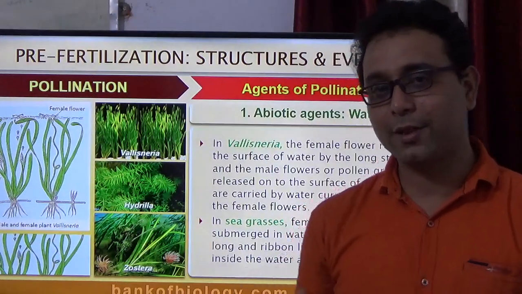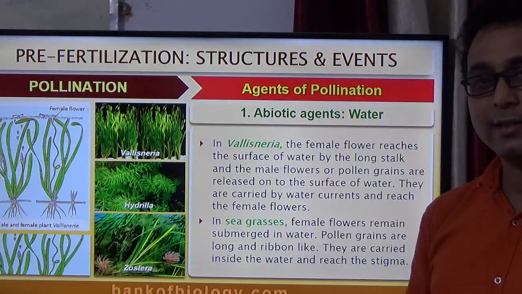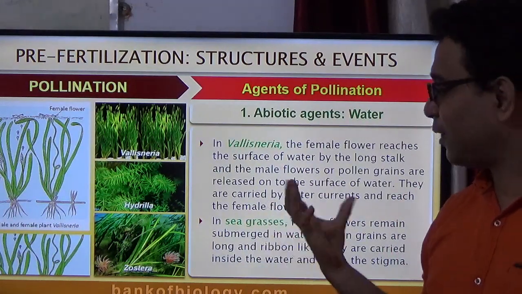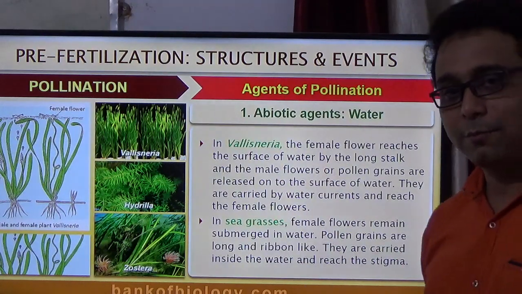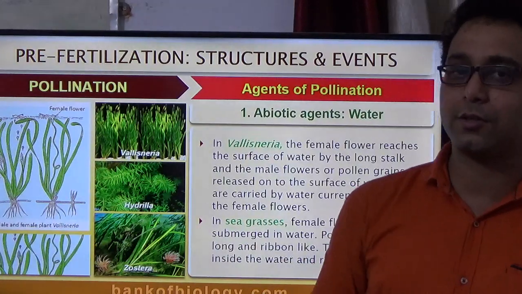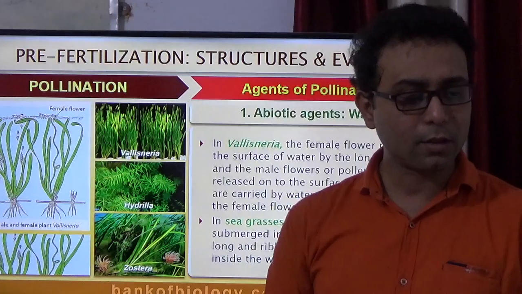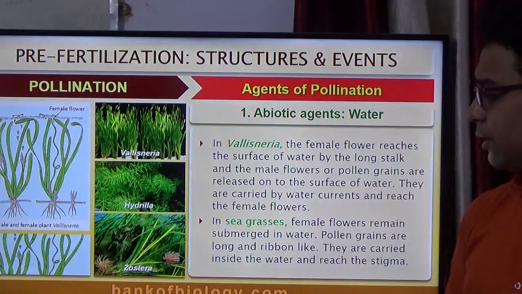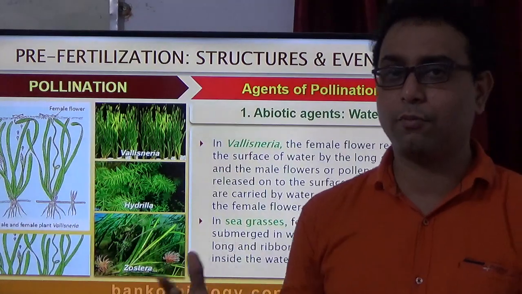So that is the more interesting events happening in Vallisneria and the seagrasses. One time the female structure is ultimately exposed, but another time they do not support this, so pollen grains reach the stigma inside the water. So most commonly, you understand that Vallisneria and seagrasses, their pollination is happening with the help of water.